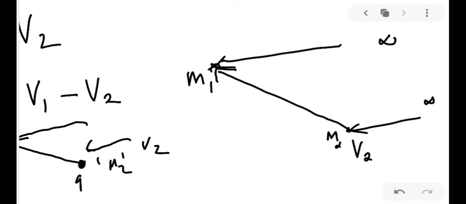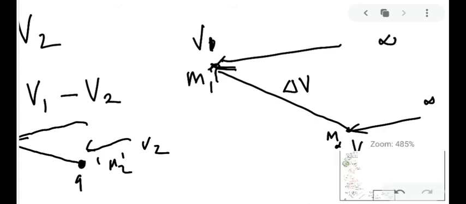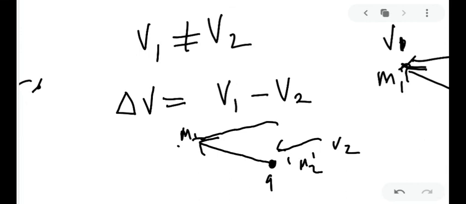From infinity, whichever path you bring the charge, you need to do the same work V1. So from M2 to M1, the amount of extra energy required will actually be delta V. That's the sense, because from this equation for delta V, you know what V1 is.